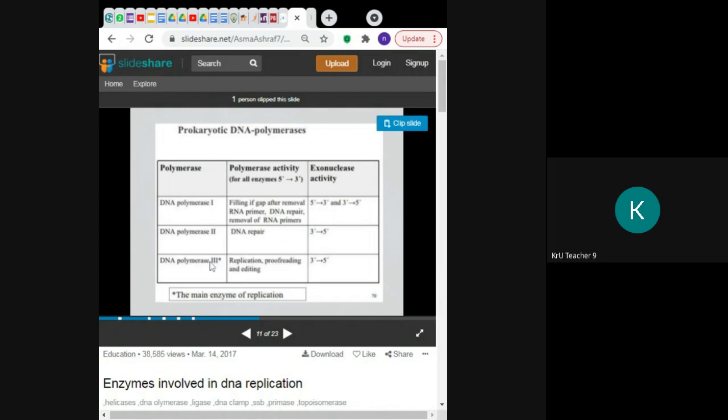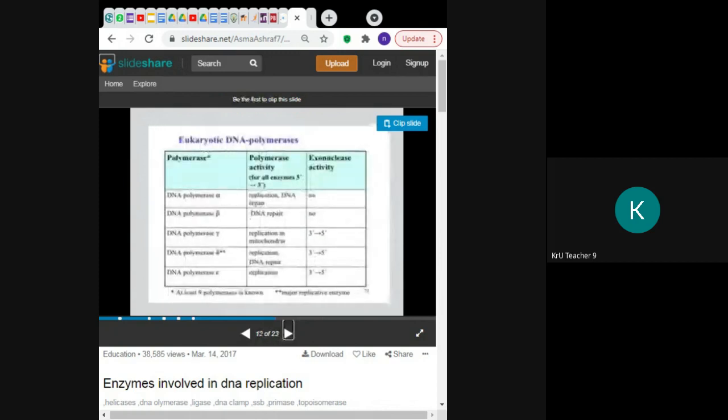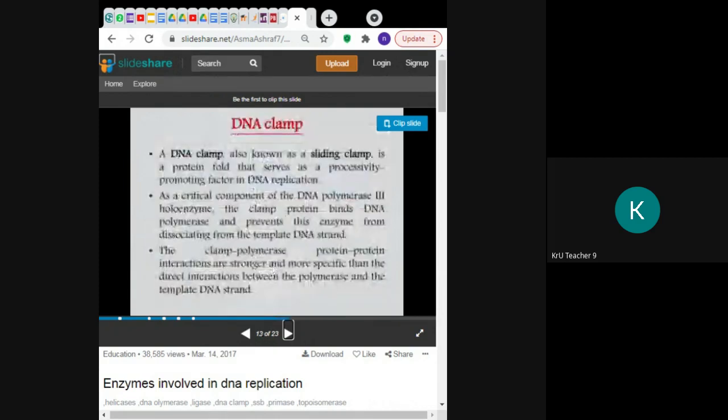Polymerase 3 is the main enzyme of replication. It performs replication at a pace of adding 1500 base pairs per second, and it also possesses proofreading and editing capacities. It has 3' to 5' exonuclease activity. Coming to eukaryotic DNA polymerases, polymerase alpha, beta, gamma, delta, and epsilon are the five different types of polymerase in eukaryotes, of which DNA polymerase delta is the major enzyme involved in replication.